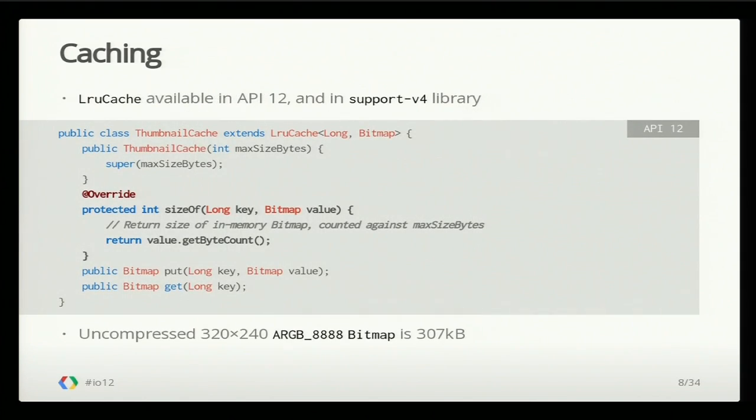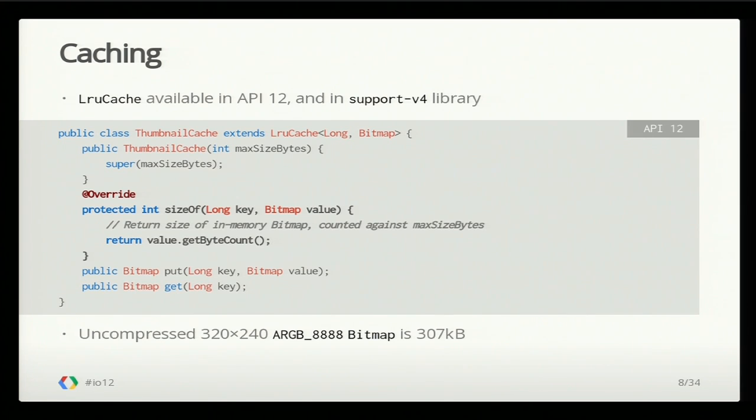So Android actually offers an LRU cache implementation. And it's been in the platform since API level 12. And it's also in the support-v4 library. So you can use it on a wide range of devices. So let's use it here today to build our thumbnail cache.